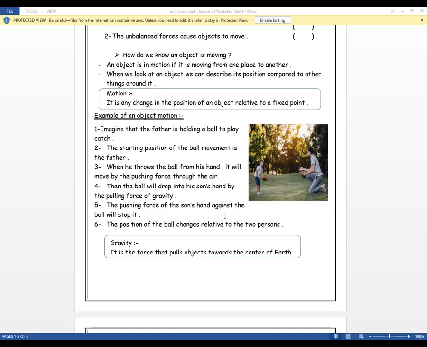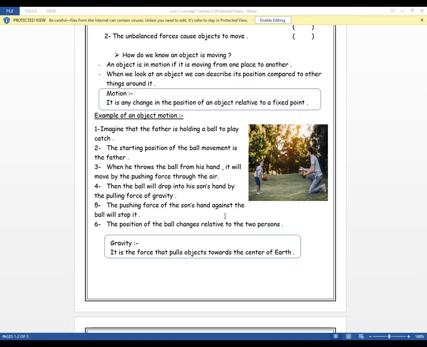Number one, imagine that the father is playing catch with the boy. The starting position of the ball is with the father. When he throws the ball from his hand, it will move by the pushing force through the air. Then the ball will drop into his son's hand by the pulling force. Now, the man makes a push and his boy makes a pulling force. The pushing force of the son's hand against the ball will stop it. So the position of the ball changes relative to the two persons.